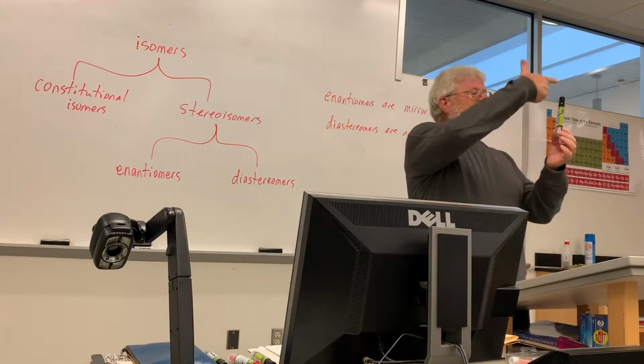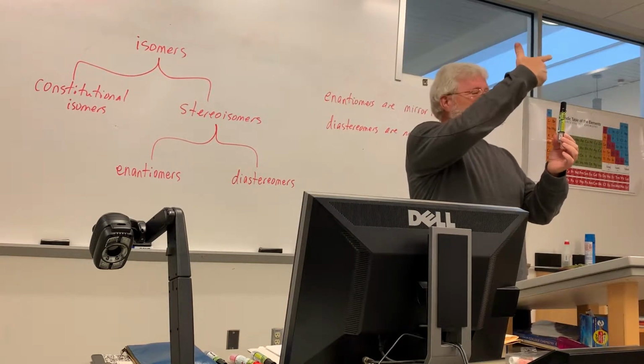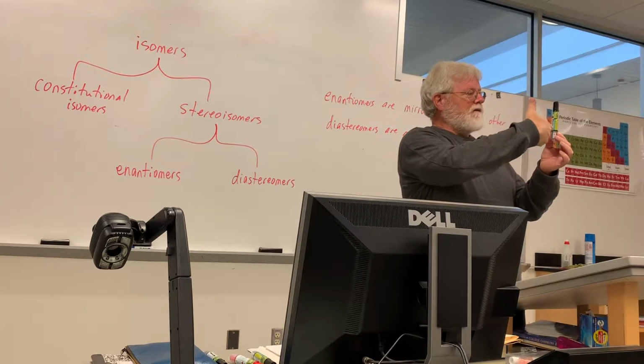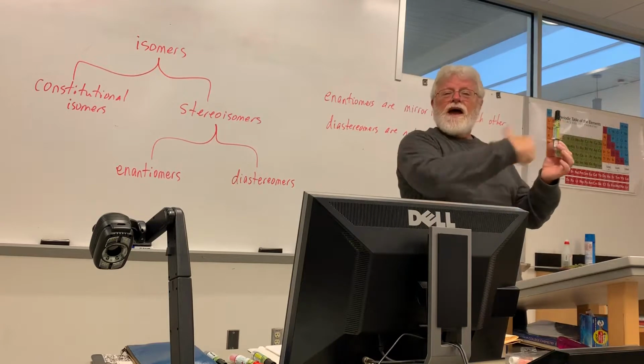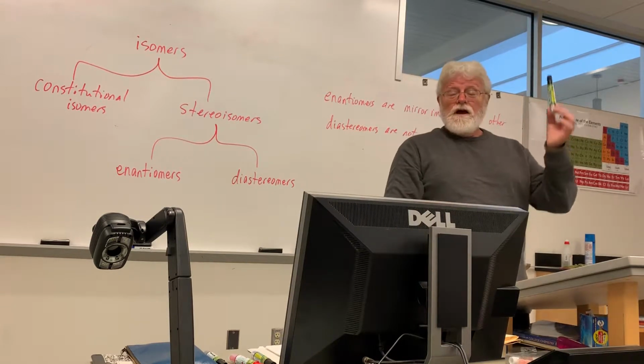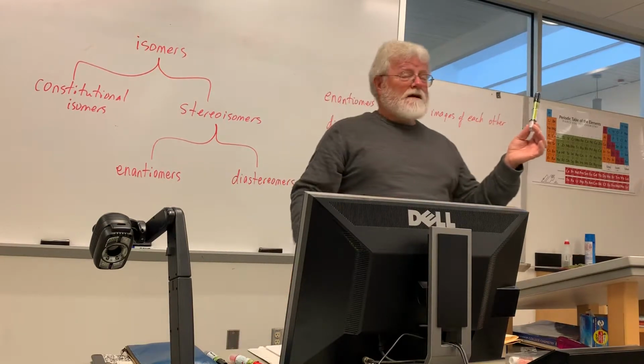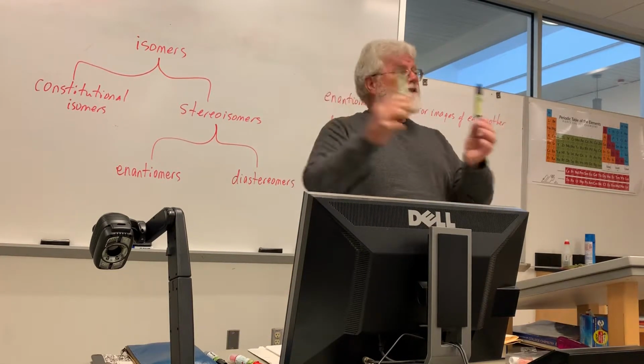This pen, I can slice right. Plane of symmetry means there's a way to slice this sucker. I can slice it right down top to bottom such that the two halves reflect each other. I can do that with a pen. The fact that I can do that with a pen means its mirror image is going to be the same as itself.